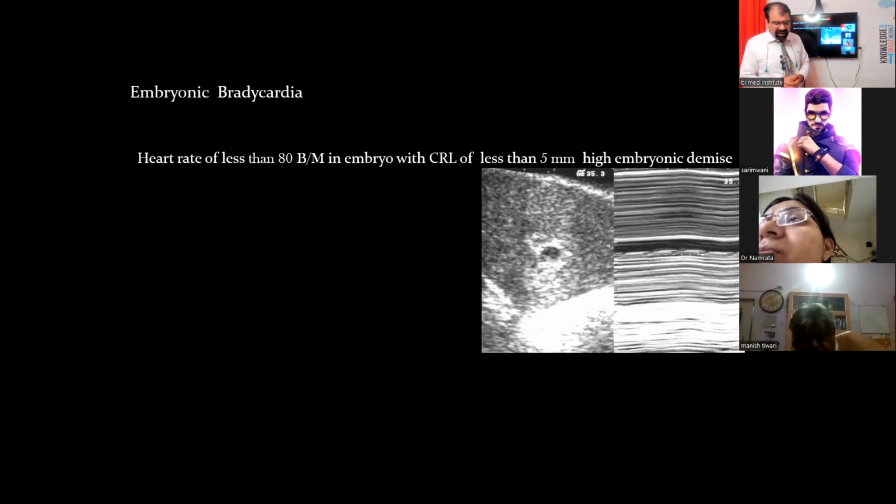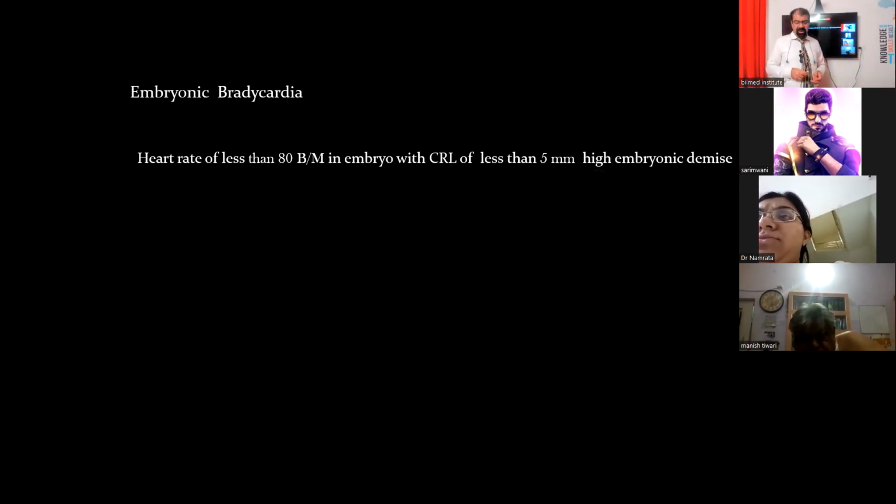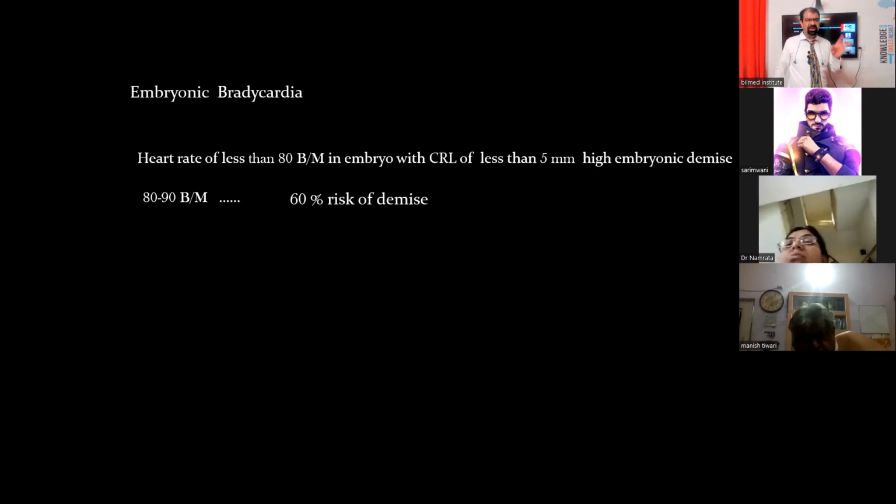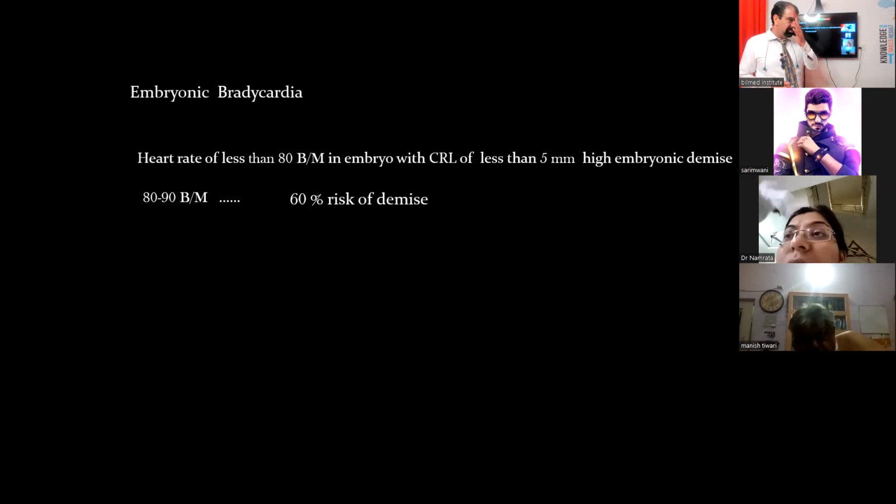It means that if CRL is less than 5 millimeters and I am dealing with 80 beats per minute, it is having how much? 60% risk of demise. So in between 80 and 90 beats per minute, it is having a 60% risk of demise. Now see the importance.